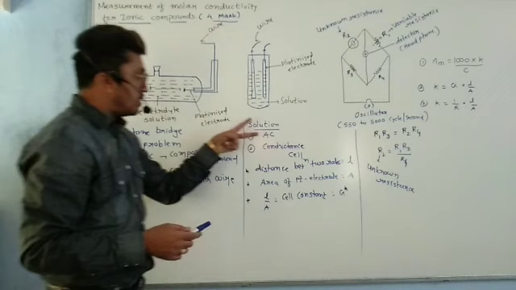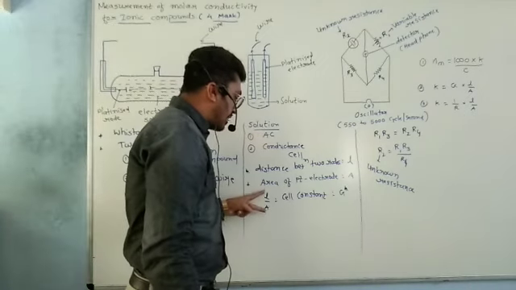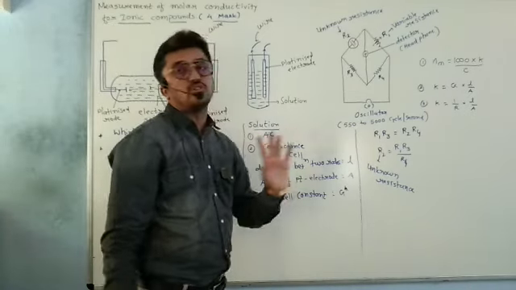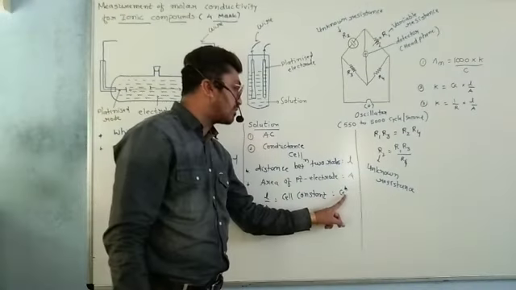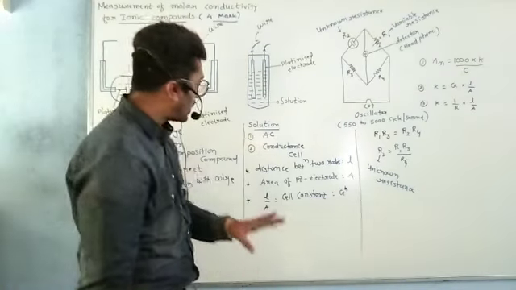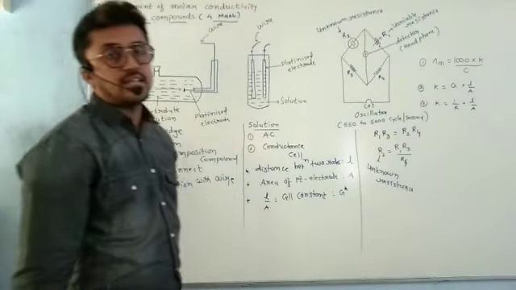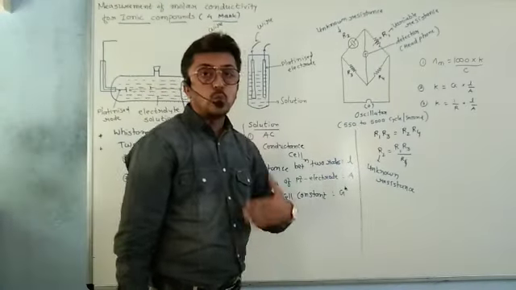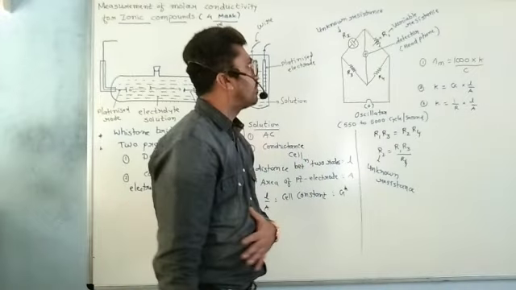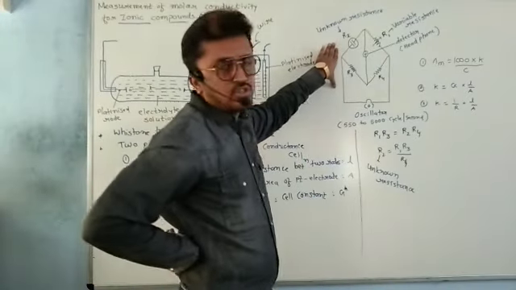We will divide L by A, L and A. This is our cell constant, and the symbol for cell constant is G star. Okay, so this is L and A in this conductance cell. Now we will go to the Wheatstone bridge. So what is the construction of Wheatstone bridge?